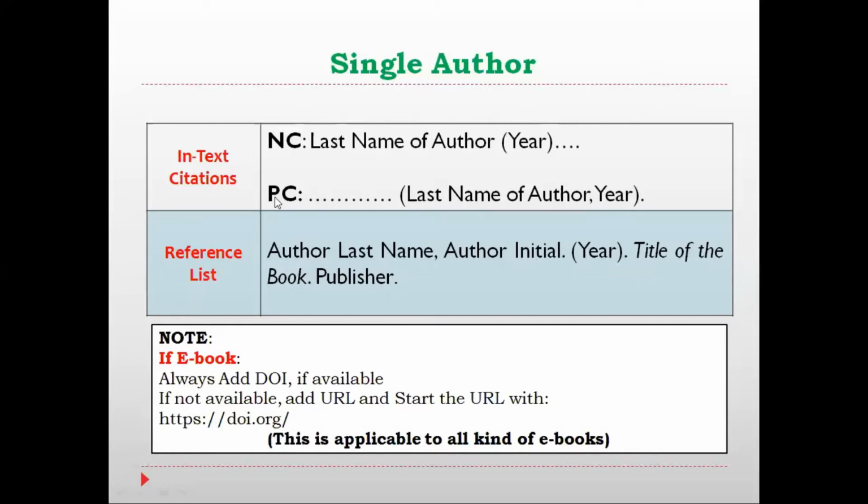In the case of a parenthetical citation, it will be at the end of the sentence, and it will be Cruise, the last name of the author, and the year in which the book was published. And in the reference list, you have to write the author's last name, Cruise, author initial, T dot, the year in which the book was published, the title of the book in italics, and the publisher name. In case it's an ebook, the same pattern will follow, but you just have to add the DOI or URL at the end after the publisher.